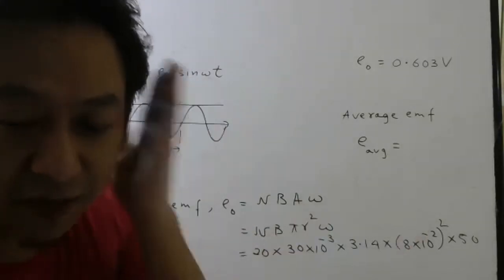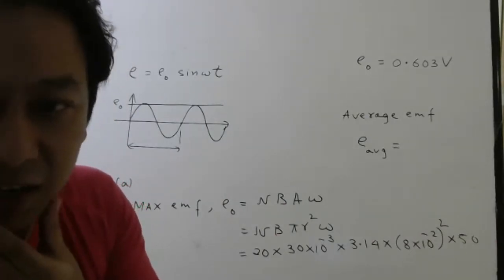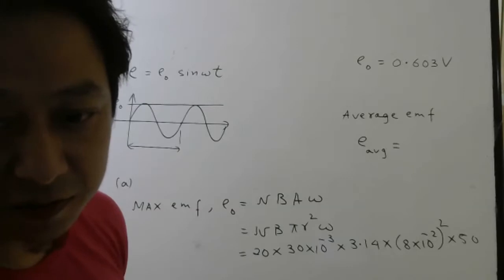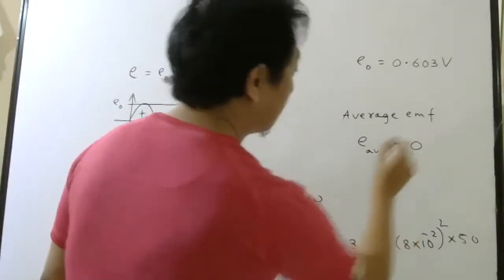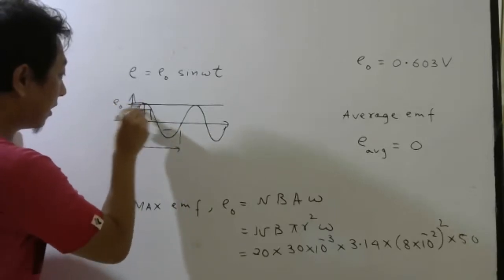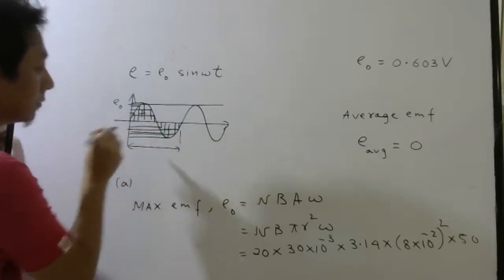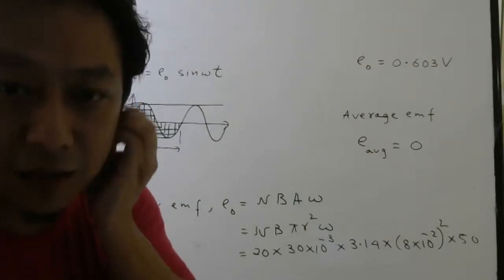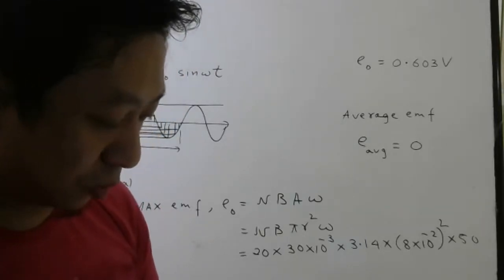Mathematically, I will teach next chapter, but without mathematics also, if you apply a little logic, you should be able to say what should be the average EMF. For one half of the cycle, it is positive. For the second half, it is negative. So average will be 0 because as many positive values are there, that many negative values are also there. So if you get positive marks and equal negative marks, then your average marks is 0. So first part is over.